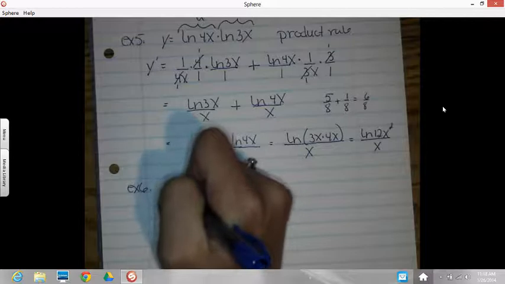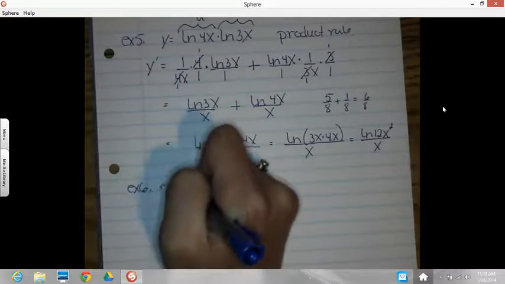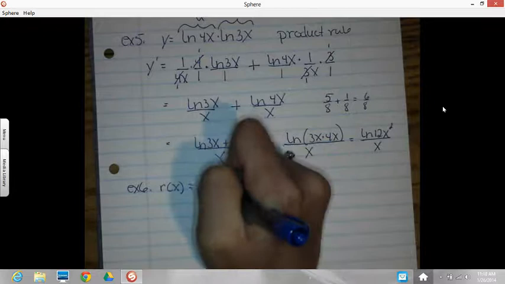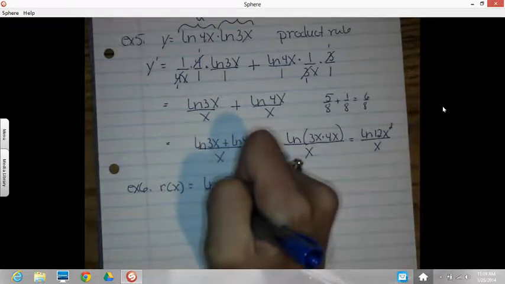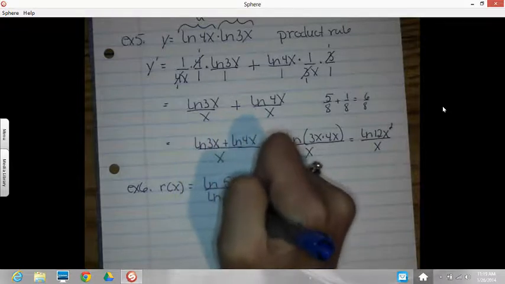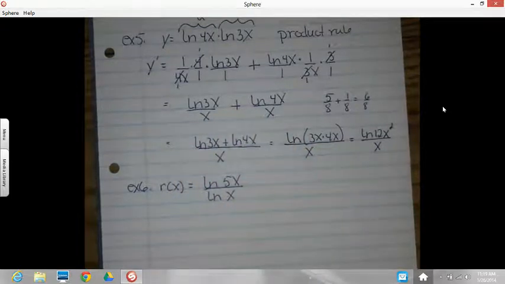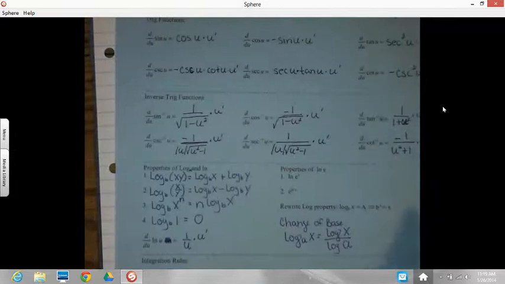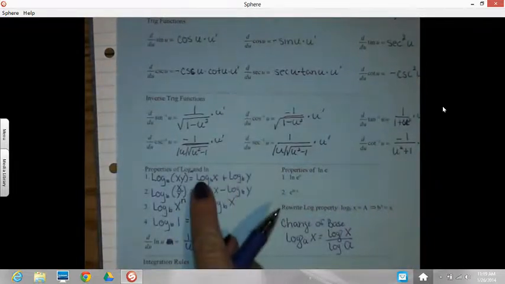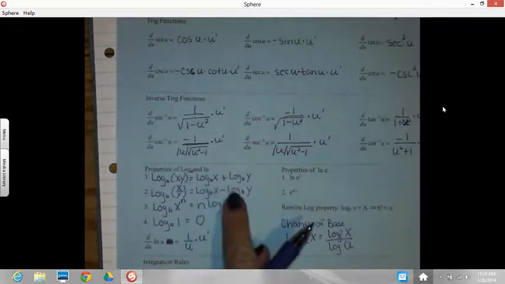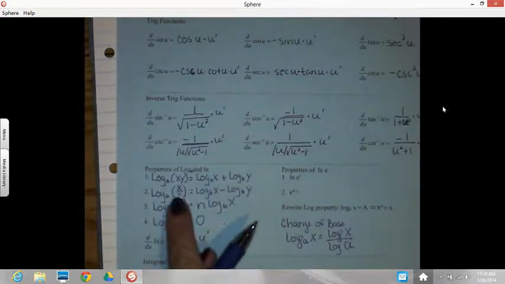So, switch notation. R of x instead of y equals natural log of 5x divided by natural log of x. Can I simplify that before I start? A log divided by a log? No. The only time I can simplify two logs is when I've got an add or a subtract between them. That's the only time I can simplify something.